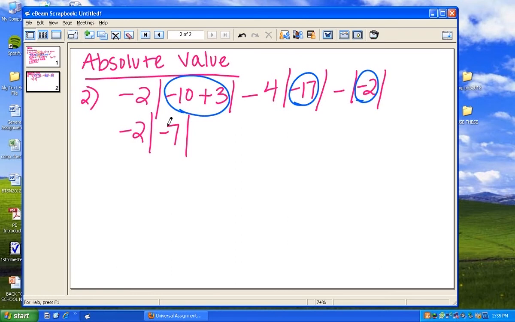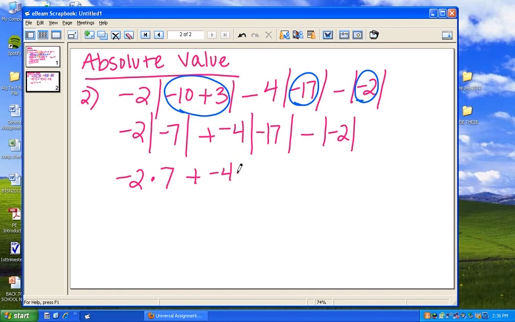Then I'm going to change this negative sign to adding a -4, and I'm going to do what's inside my absolute value sign. There's nothing that I can do to this guy, so I'm going to leave him until I'm ready to take him out, and I'm going to write the next one because there's nothing to combine inside of this absolute value of -17. So I'm just going to write them, and now I'm going to take them out of their absolute value signs. This is a -2 times, and I'm going to take it out. The absolute value of -7 is 7. Plus -4 times, and the absolute value of -17 is 17, minus, and the absolute value of -2 is 2.